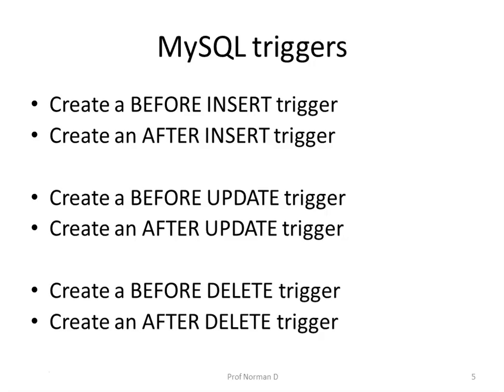Now here we have 6 different types of triggers. The event remains the same, that is, the event can be either insert, update, or delete, but the timing changes. So the timing can be either before insert or after insert, before update, after update, before delete or after delete. So basically we have 6 different types of triggers. Events are insert, update, and delete. Timing is before and after.